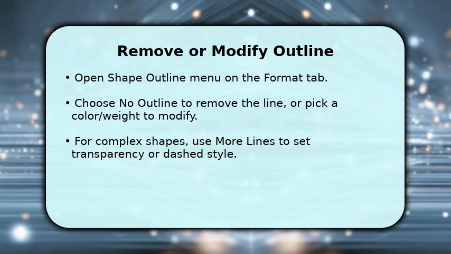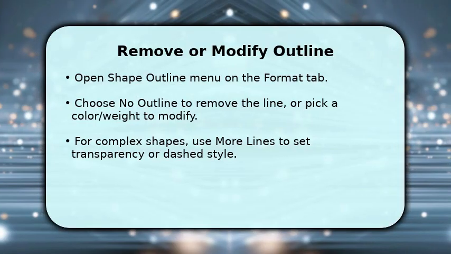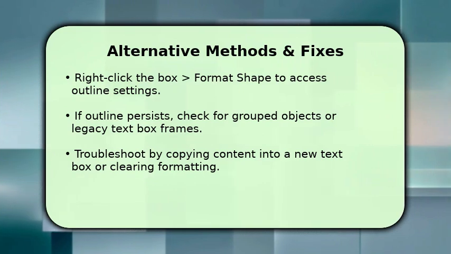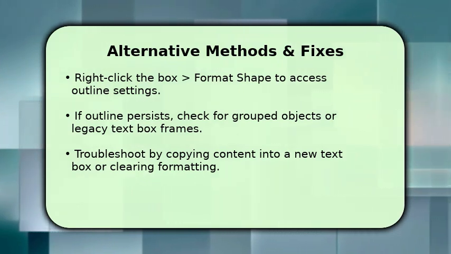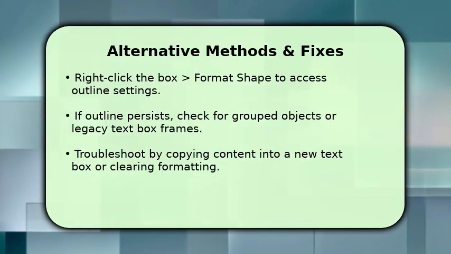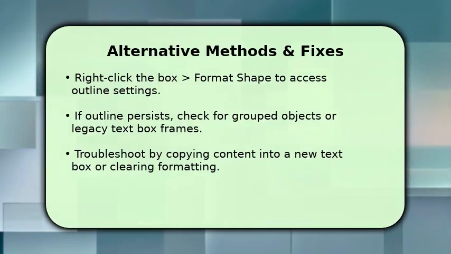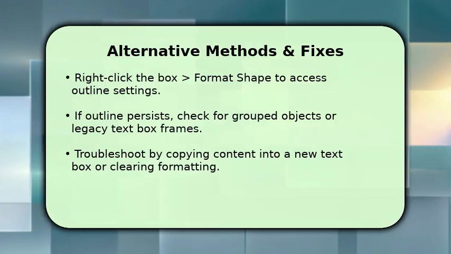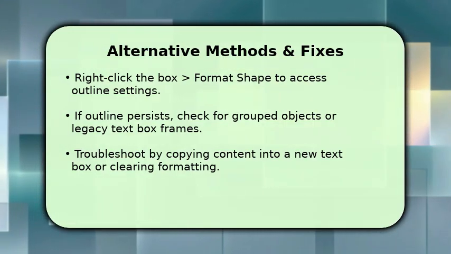If the outline won't go away, right-click the box and pick Format Shape to access the same outline controls through a dialog. Sometimes grouped elements retain borders, so ungroup them first. Legacy text boxes or pasted objects can carry a frame. To fix that, copy the text, insert a fresh text box, and paste plain text to avoid inherited formatting.